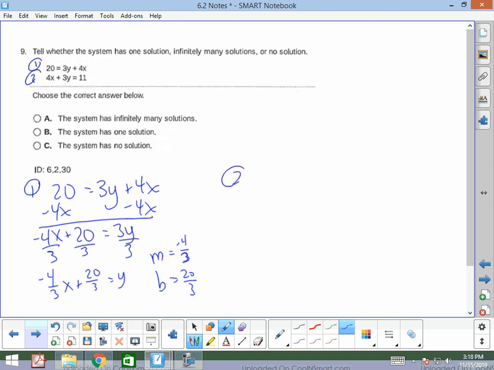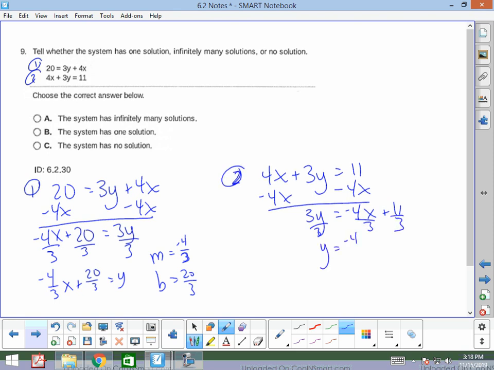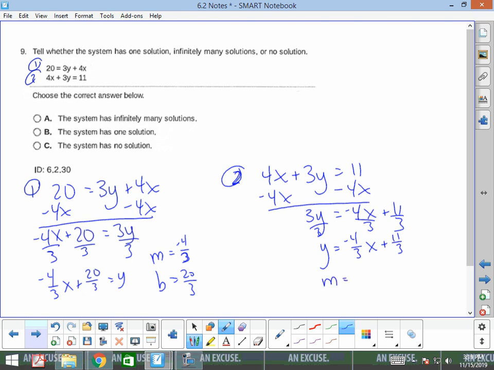Second equation, 4x, man, my 2's are messy. 4x plus 3y equals 11. Subtract 4x and divide by 3. So y equals negative 4/3 x plus 11 over 3. So here the slope is negative 4/3, same as the first equation, but the y-intercept is different. It's 11 over 3. So this is no solution.